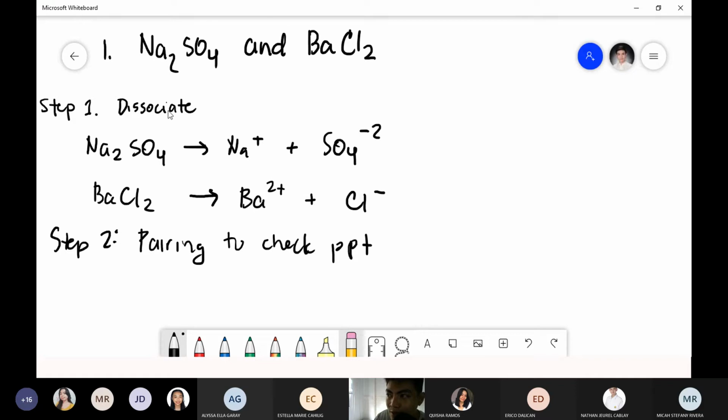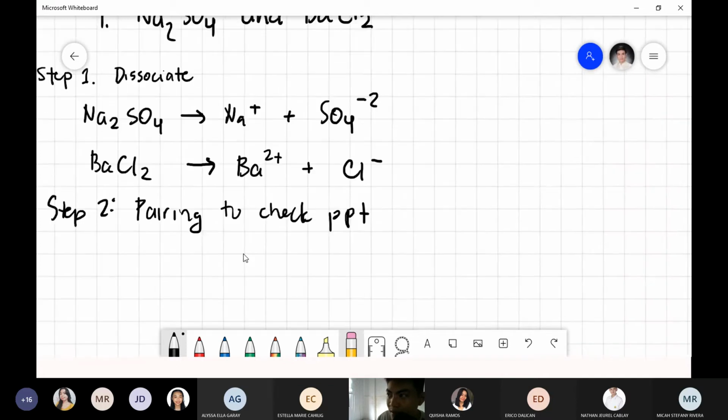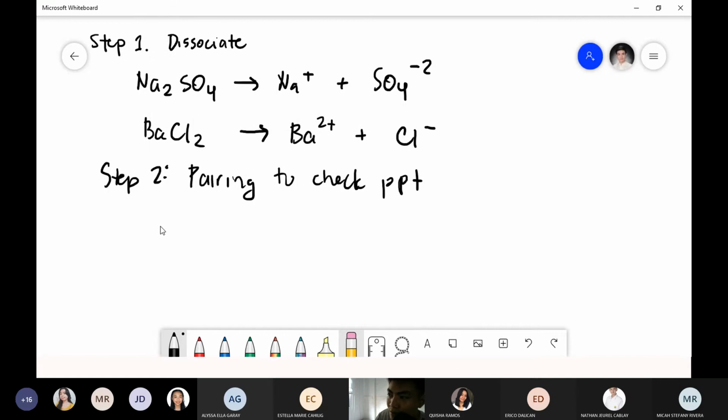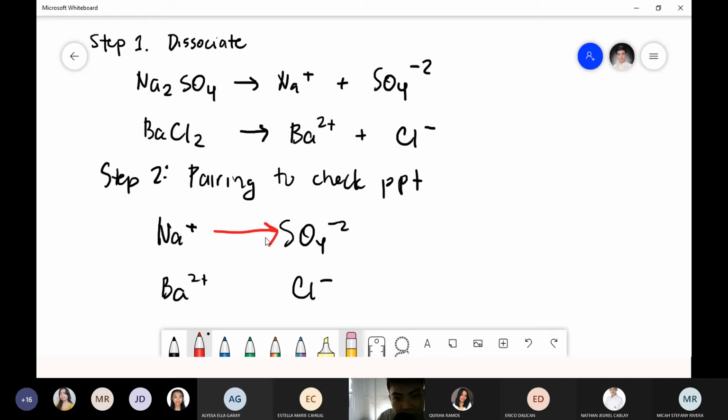You should know how to dissociate ions. Yung reverse crisscross lang yan. And then next step, you pair them. Okay? So yun yung ginawa ko kanina sa isang slide. So gagawin ko, susulat ko yung Na uli. Tapos tignan ko, ano yung magpo-form ng precipitate? Will this form a precipitate? Tignan natin.